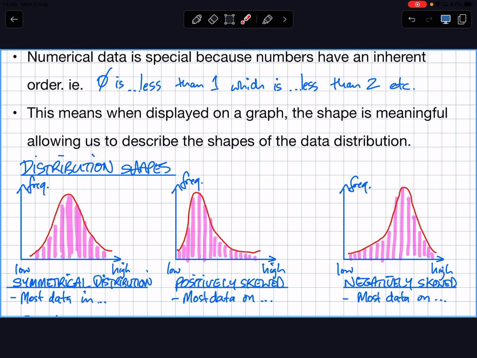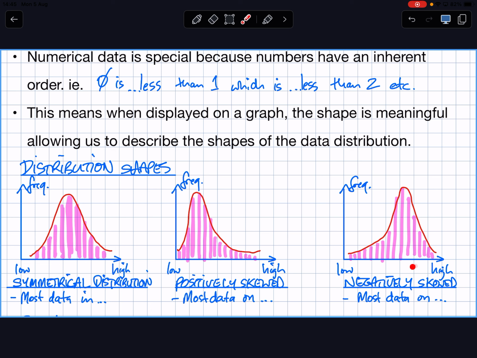Is that a bit fuzzy? Categorical data is data that is named. For example, hair color. Is your hair color a number? No, it's either blonde, brown, or black. Is there an order to that? There's no order to that.